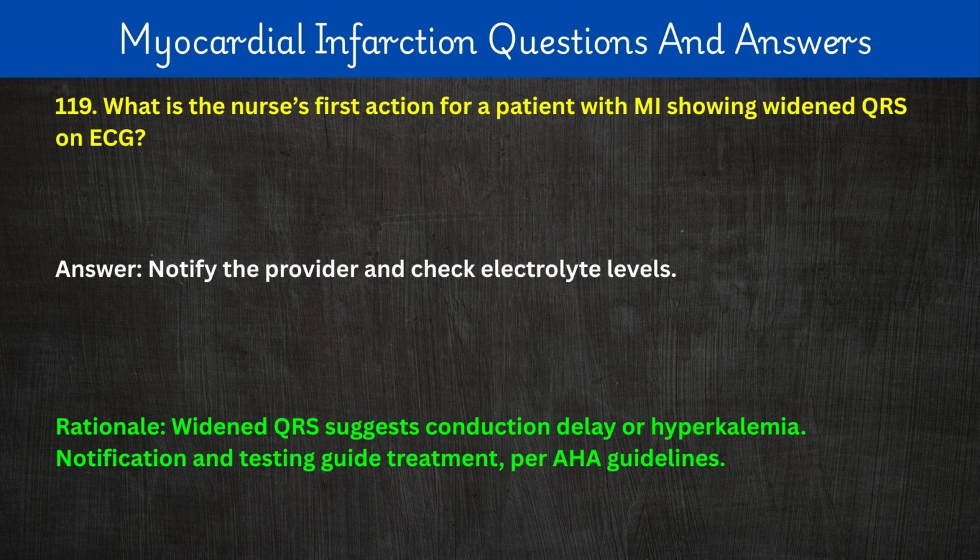119. What is the nurse's first action for a patient with MI showing widened QRS on ECG? Answer: notify the provider and check electrolyte levels. Rationale: widened QRS suggests conduction delay or hyperkalemia. Notification and testing guide treatment, per AHA guidelines.